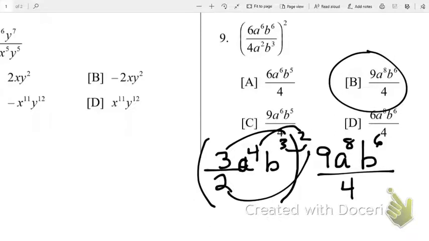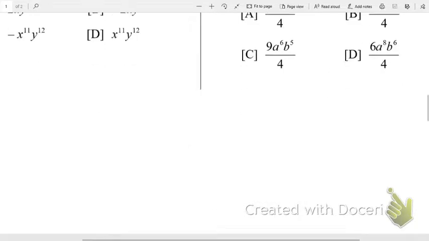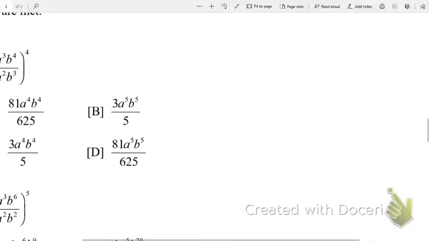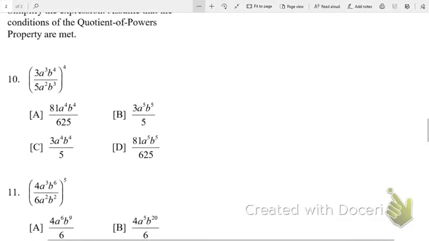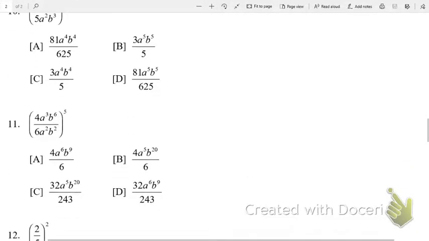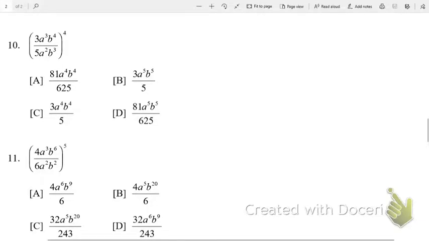Okay. Got a couple more left here. All right, number 10. Let me shrink up the screen a little bit here for us. The best I can do. It looks like 10, 11, same thing almost. Same thing. All right, number 10.